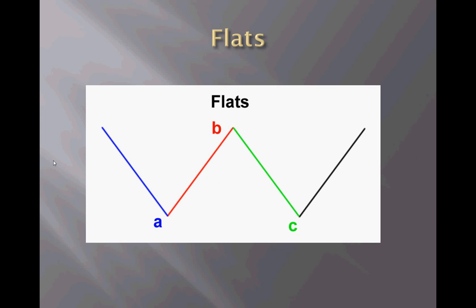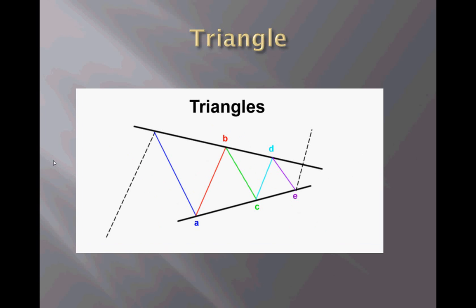Triangle formation. Triangle formations are corrective patterns that are bound by either converging or diverging trend lines. Triangles are made up of 5 waves that move against the trend in a sideways fashion. These triangles can be symmetrical, descending, ascending, or expanding.